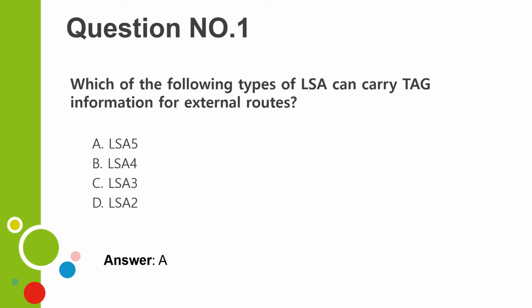Question number 1. Which of the following types of LSA can carry tag information for external routes? A. LSA5 B. LSA4 C. LSA3 D. LSA2. Answer A.